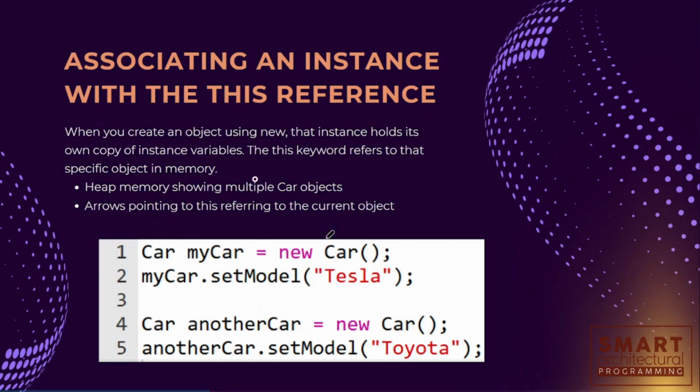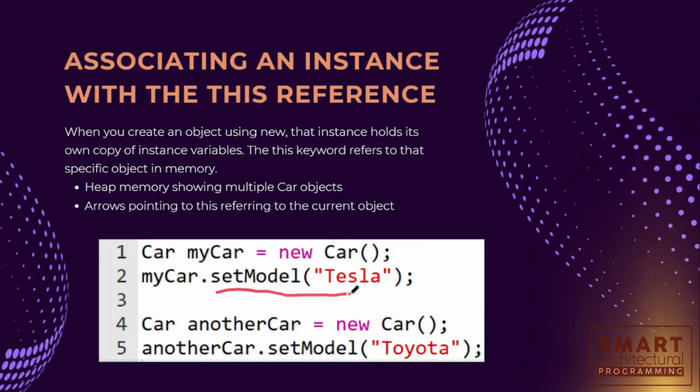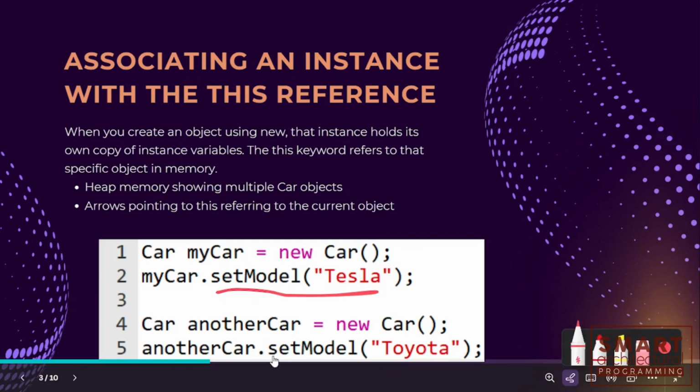So we call set model to set the value of model to Tesla using the method that we defined in the class previously, and for another object we set the model to, as you can see, Toyota. It's kind of weird to do it this way here, but you can understand what I'm pointing to.